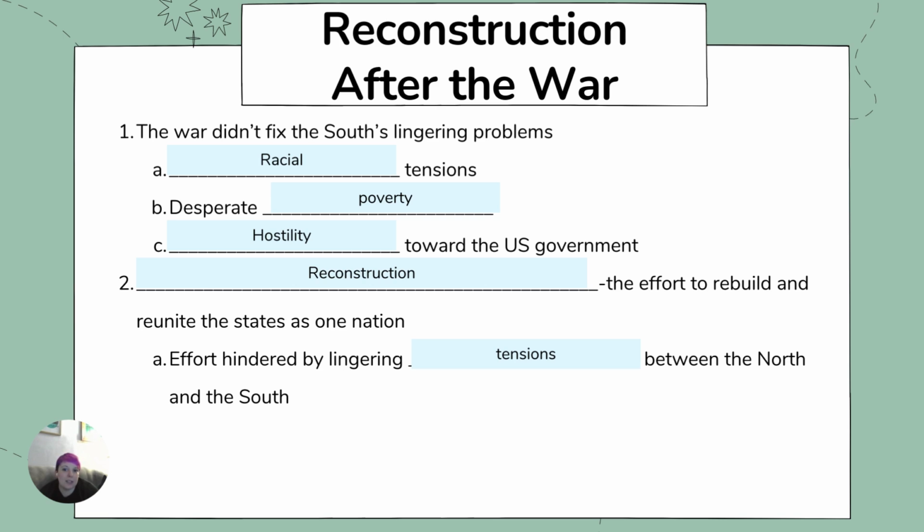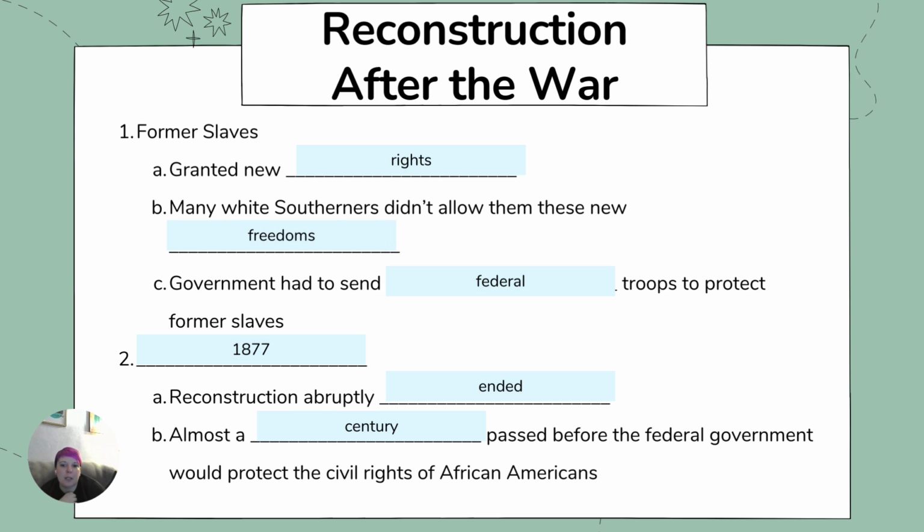So, racial tensions, desperate poverty, and hostility toward the US government lingered in the South after the war. These problems presented challenges to Reconstruction, which is the effort to rebuild and reunite the states as one nation. Although former slaves had been granted new rights, many white Southerners did not allow them these new freedoms. In fact, the government had to send federal troops to protect former slaves. However, by 1877, Reconstruction abruptly ended. Almost a century passed before the federal government would again protect the civil rights of African Americans.